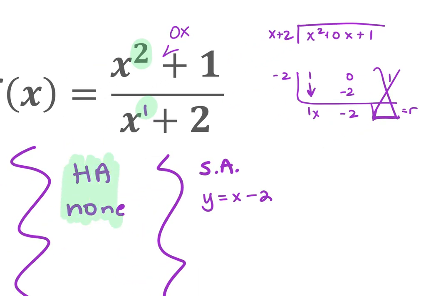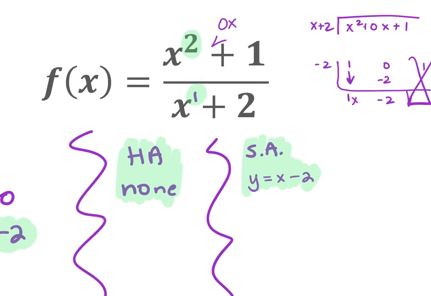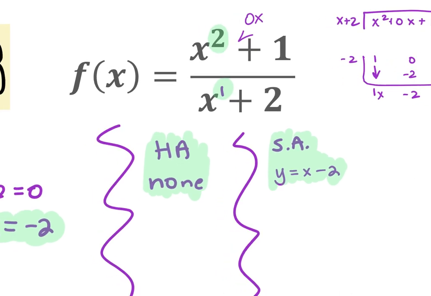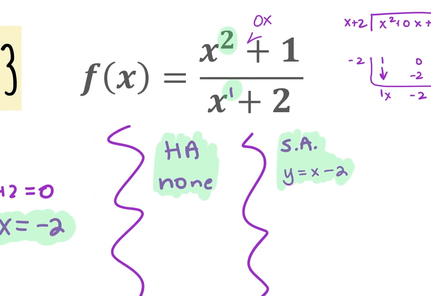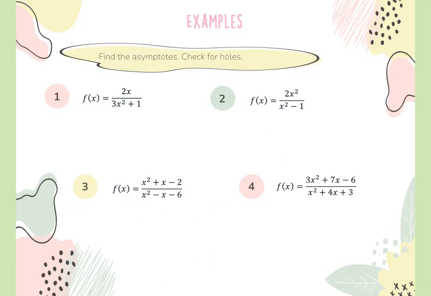So to find a slant, I divide the numerator by the denominator, ignore the remainder, set it equal to y, and that's the equation of your line. That would be a slant asymptote. Questions so far? Okay, let's keep going.